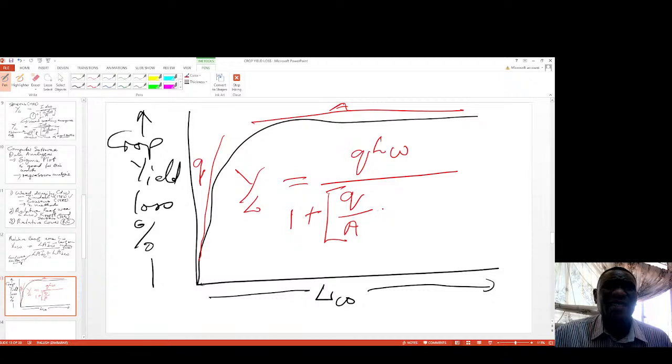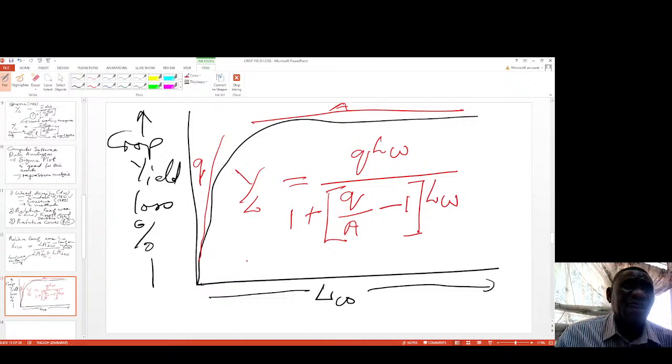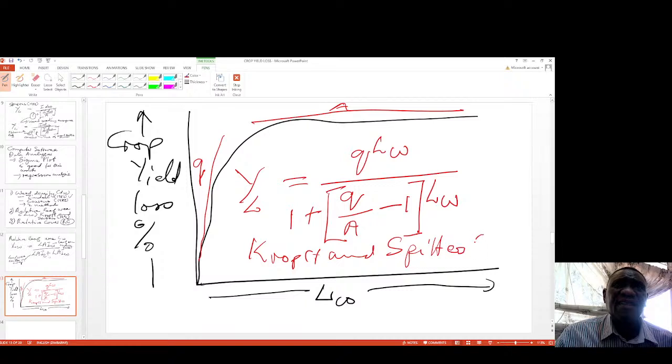There's 1 here. Then they subtracted 1 from that quantity. Again, they multiplied it by LW. So this is how Spitters and Croft suggested this equation. They said it was a better predictor of crop yield, maybe better than Cousens.